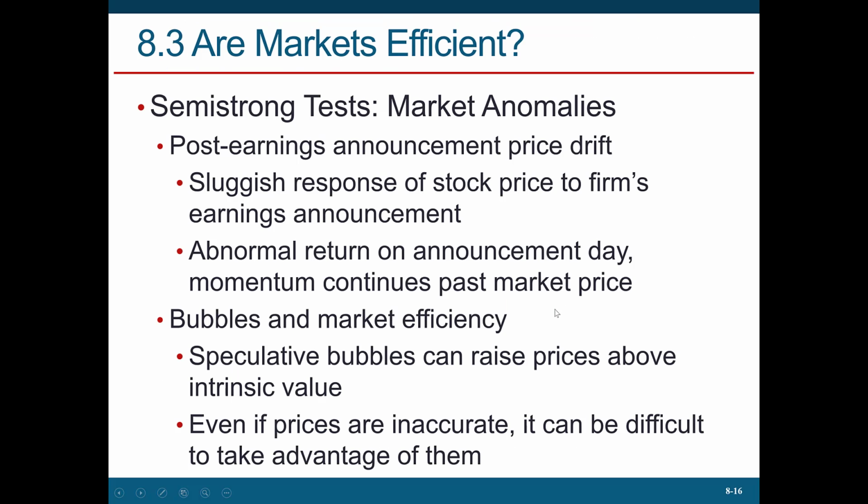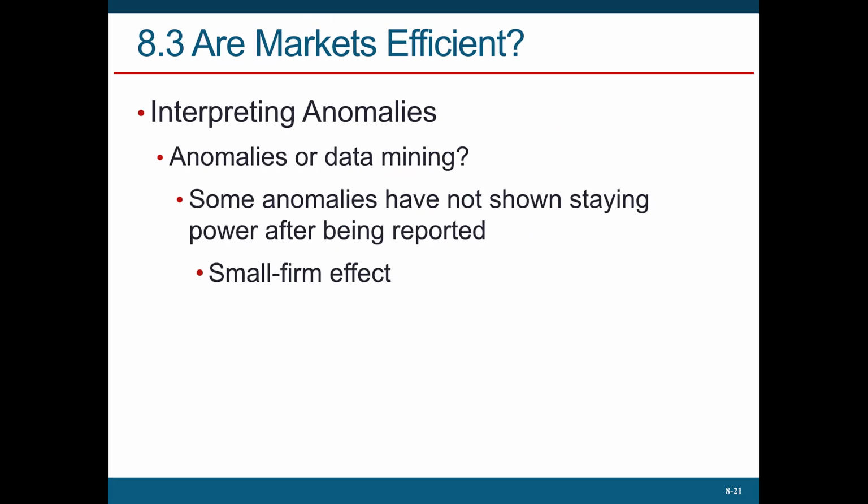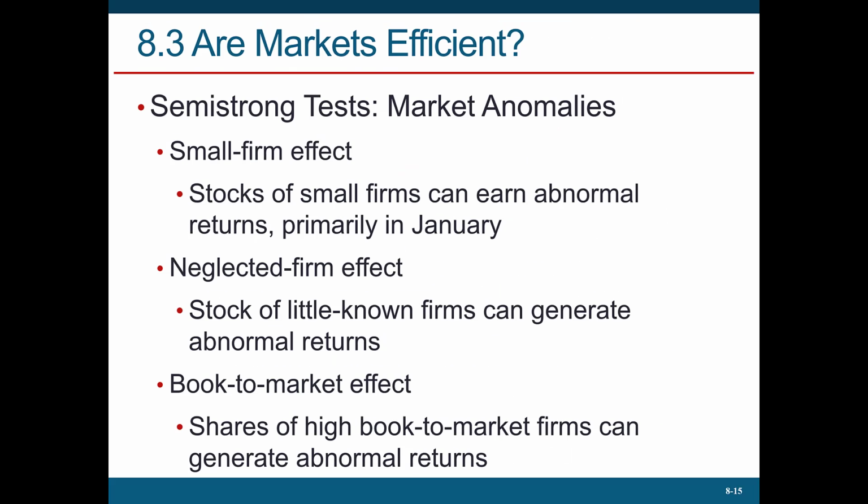Now, one interesting thing about this size effect is that this effect is concentrated in the month of January, right? So small stocks on average have higher returns than larger stocks, but much of that return difference is actually coming from the month of January. So outside of January, if you look at the other 11 months, February to December, the return difference is not that big. It's predominantly concentrated in the month of January.